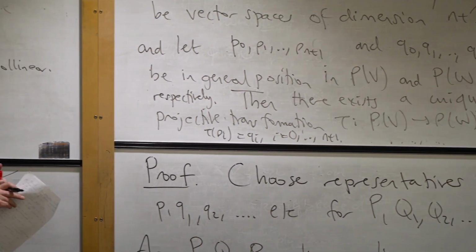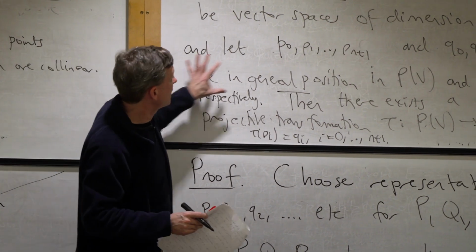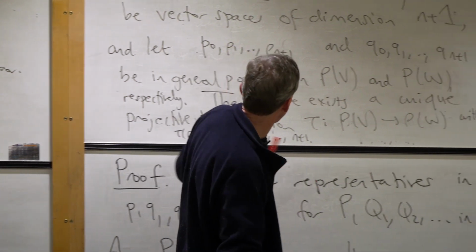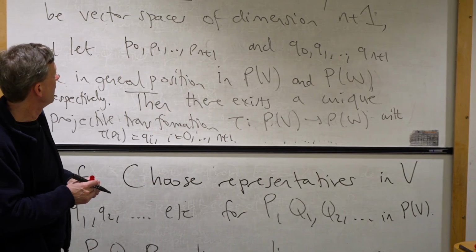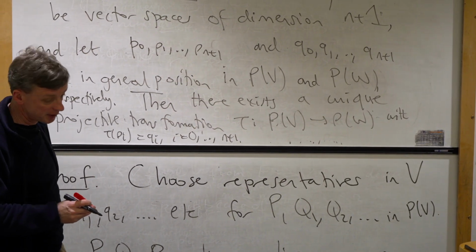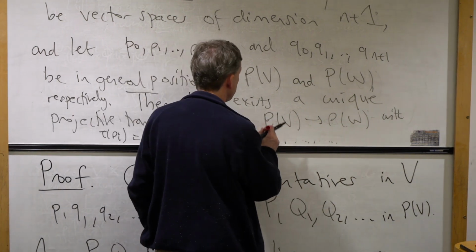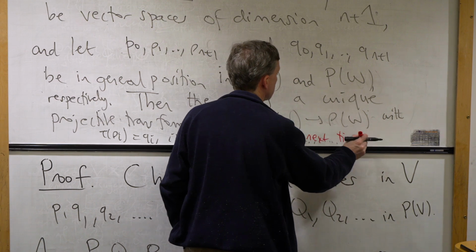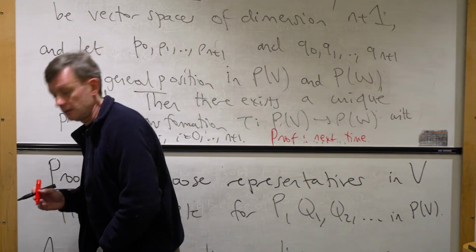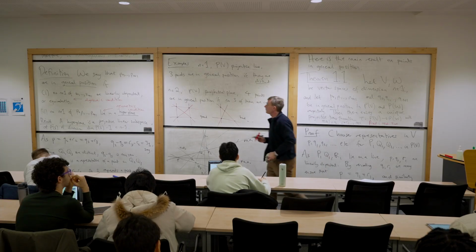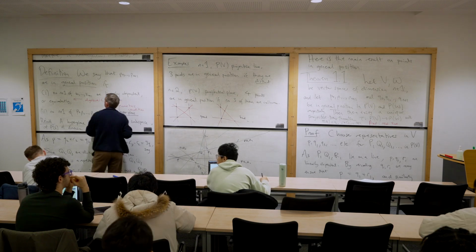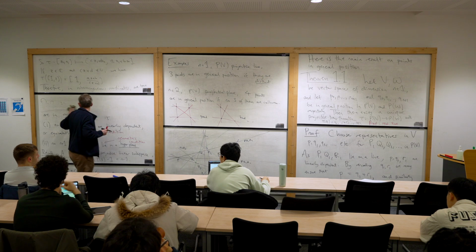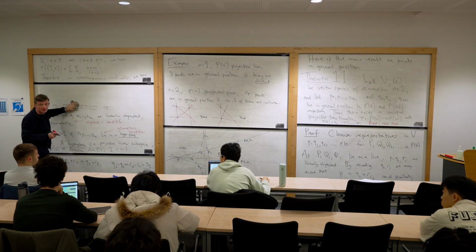Okay, so essentially projective transformations can act sort of transitively on sets of points in general position, if you like. So the proof can be next time. So I've got time for a couple of comments about this. Well, any questions about the statement?